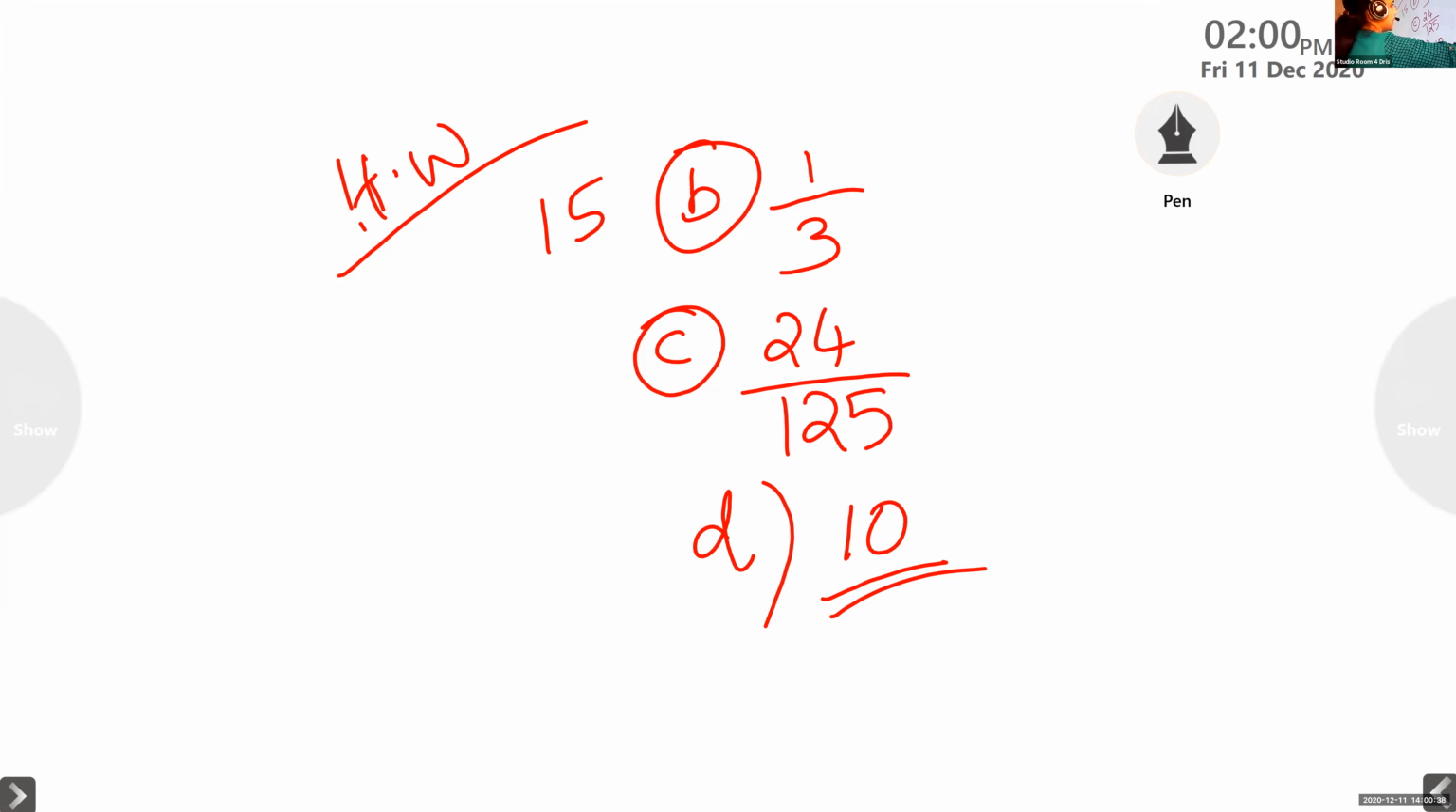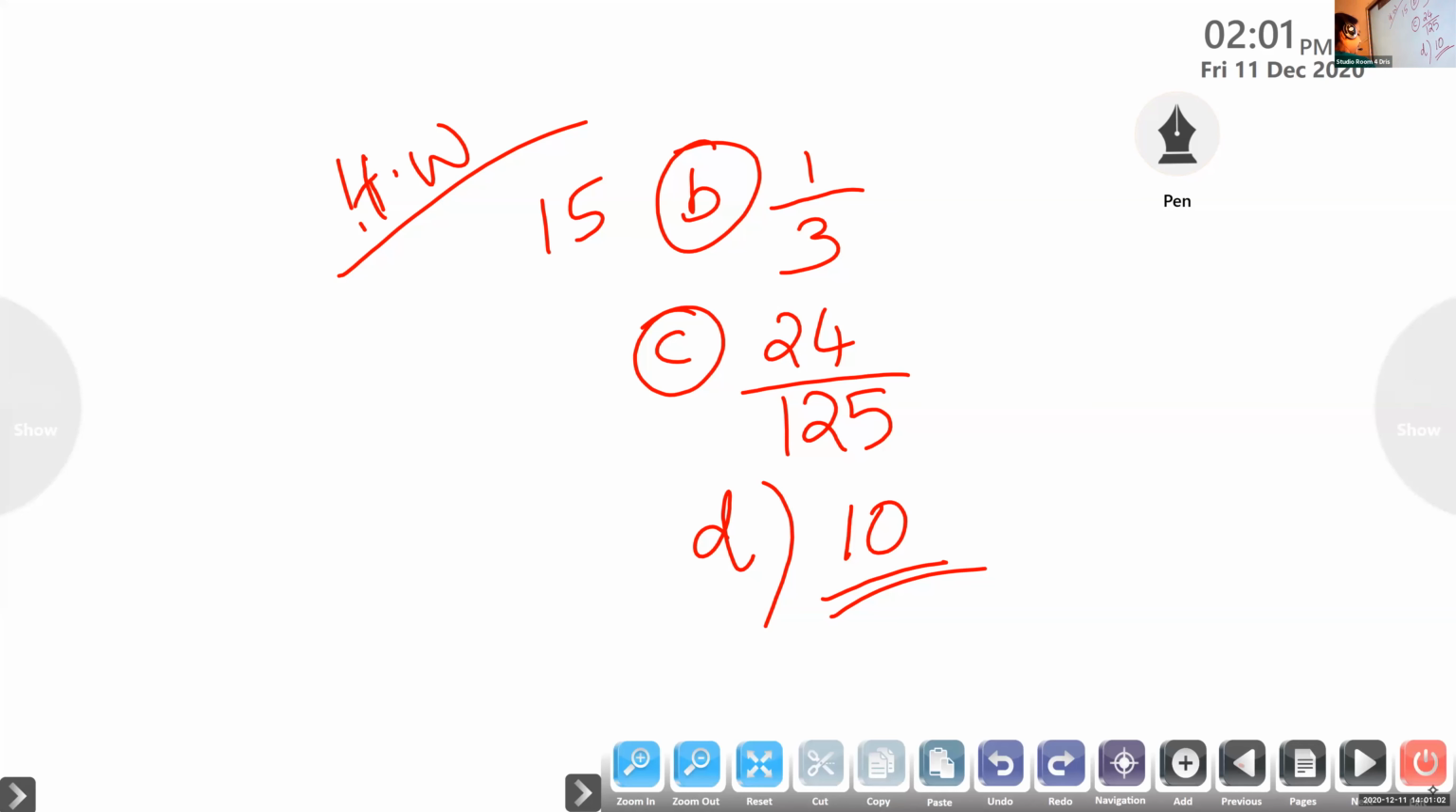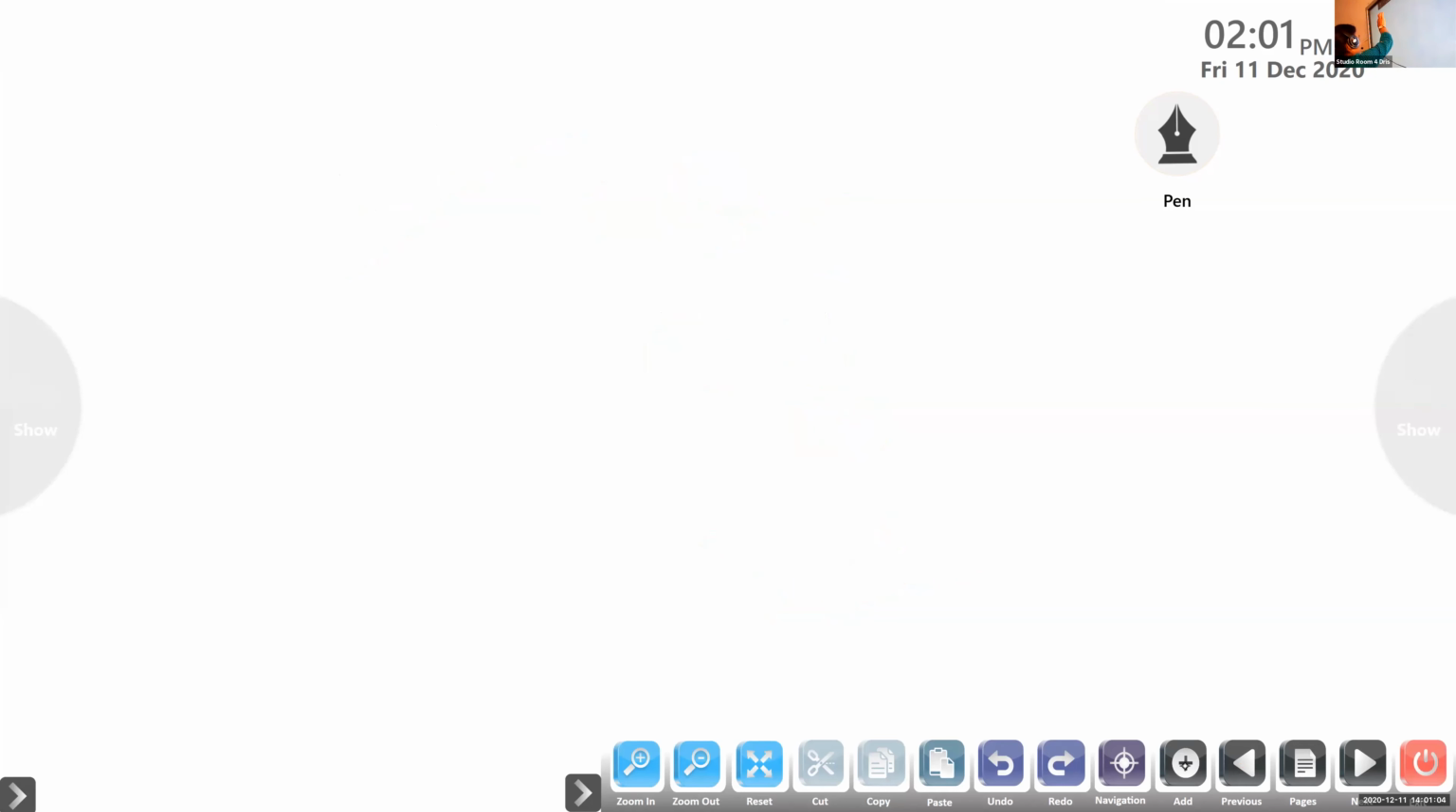Manu, can you read question number 16? Yes, ma'am. Question number 16. Find the products of A: 35 divided by 10 into 9 by 21. Okay. So children, we will start question number 16A. Children, what's the page number? Page number 45.